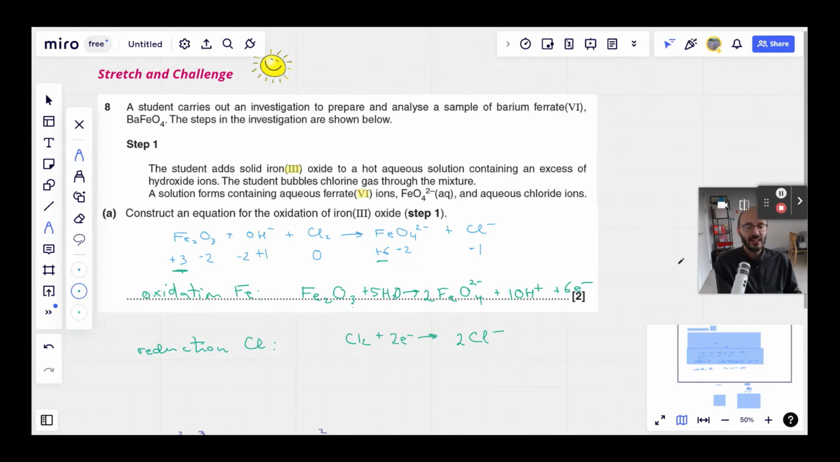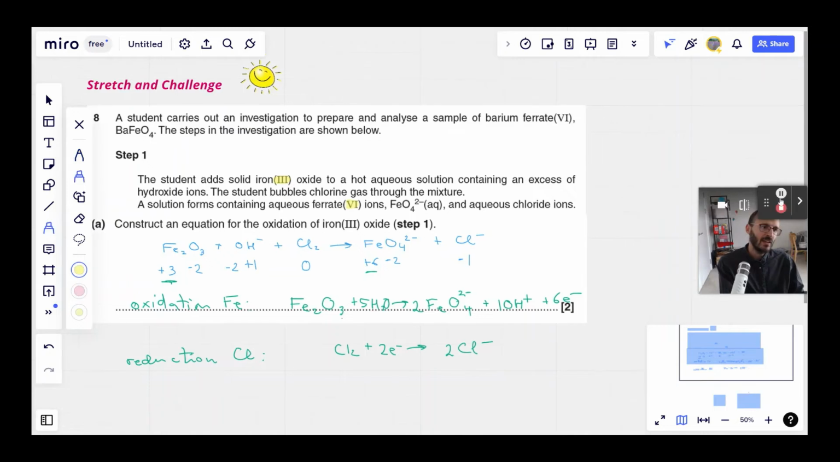Okay. So the next thing we are going to do is to make sure that the number of electrons on both half equations is the same. We have 6 electrons here, but here we have 2. So to make them the same, we multiply the second equation by 3. And when you do that, then you get 3 chlorine. Then instead of 2 electrons, you get 6. Instead of 2 chlorides, you get 6.